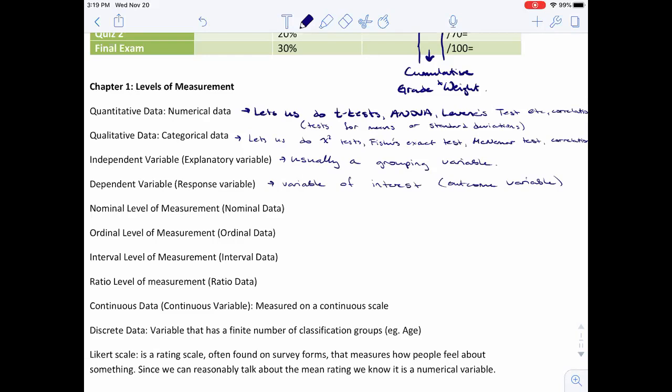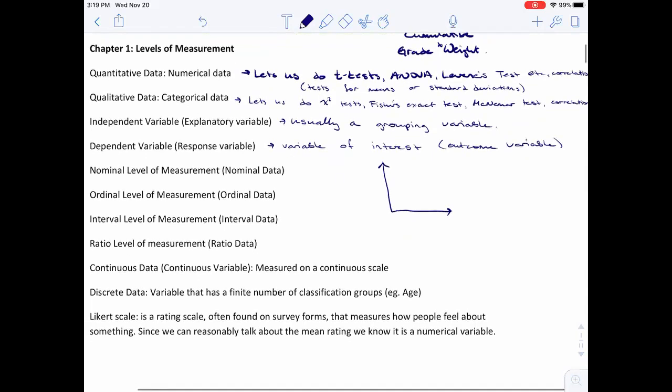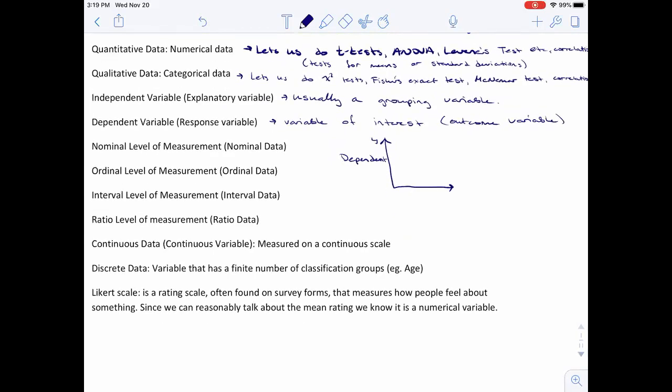Okay. If you've got a scatter plot, we said that we're going to put our dependent variable on our y-axis and our independent variable on our x-axis.